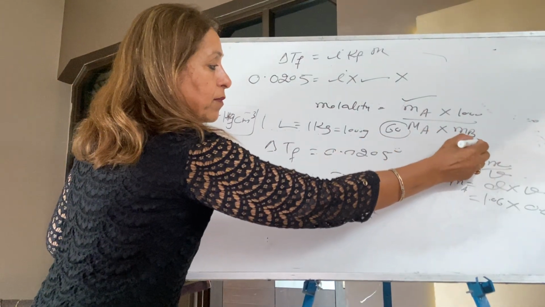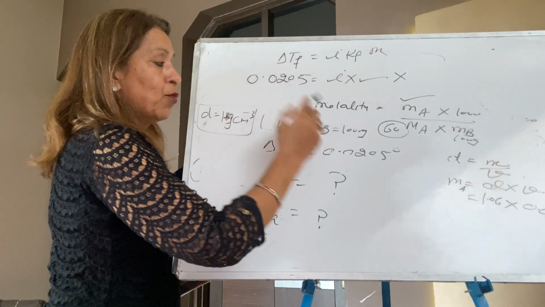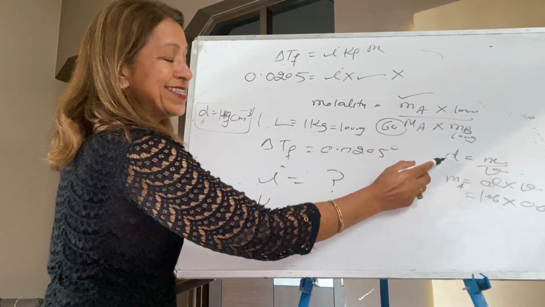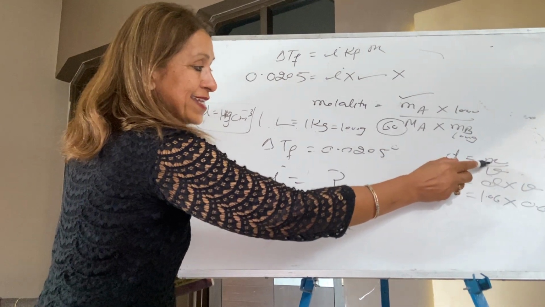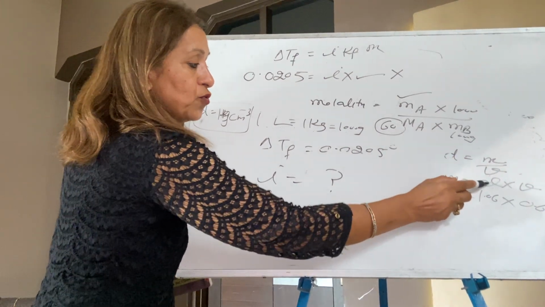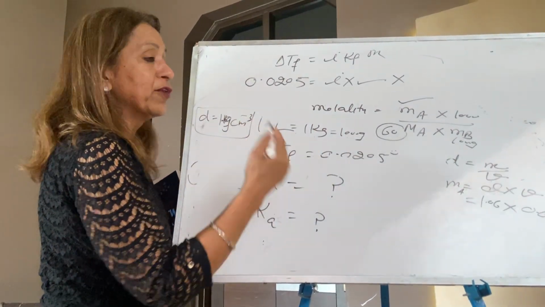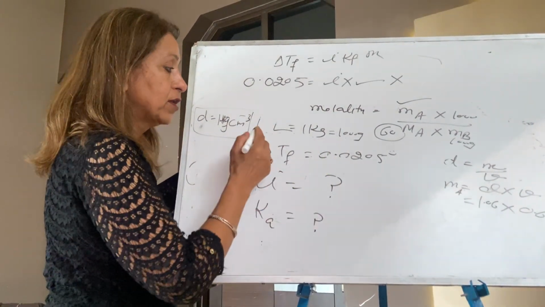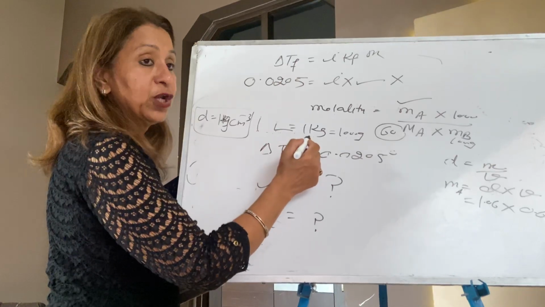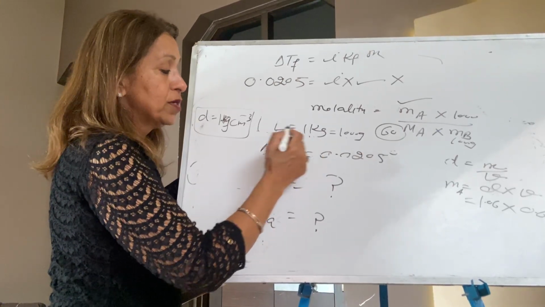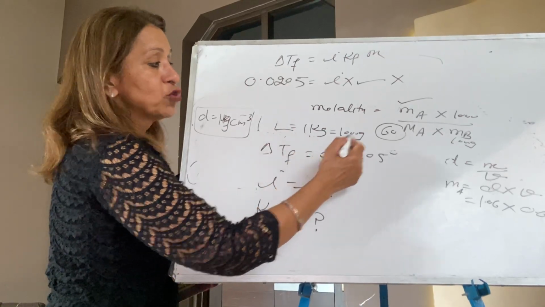Again listen, molality is equal to weight of solute. Density is equal to mass by volume; mass is equal to density into volume. Put it here. And 1 liter water: water is the solvent. 1 liter is equal to 1 kilogram. Why? Because the density of water is 1 gram per centimeter cube. Same volume and mass, 1000 gram.